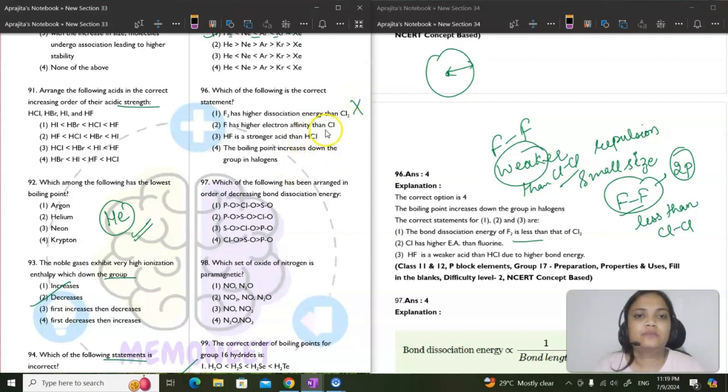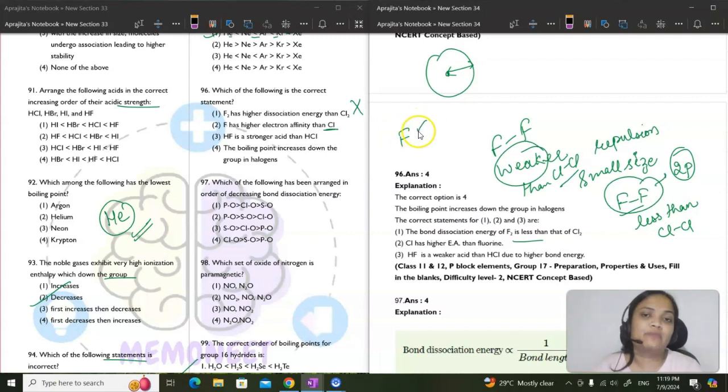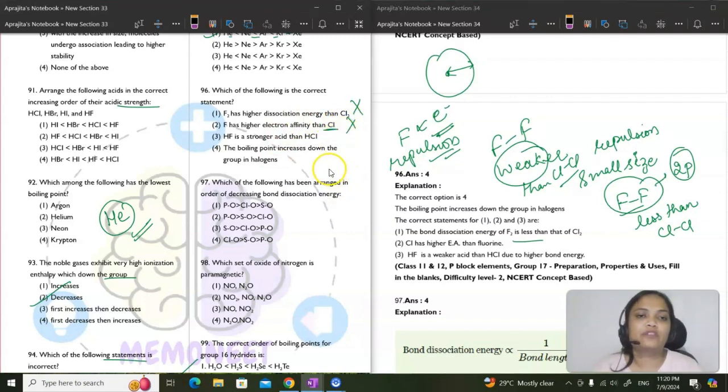Next is fluorine has a higher electron affinity than chlorine. Again, chlorine will have more electron affinity because of the same reason, because of the incoming electron. Although fluorine is more electronegative, the incoming electron experiences repulsion because of the small size of fluorine. It experiences repulsion from the electrons already present there. So that is also not true. Chlorine will have more electron affinity.